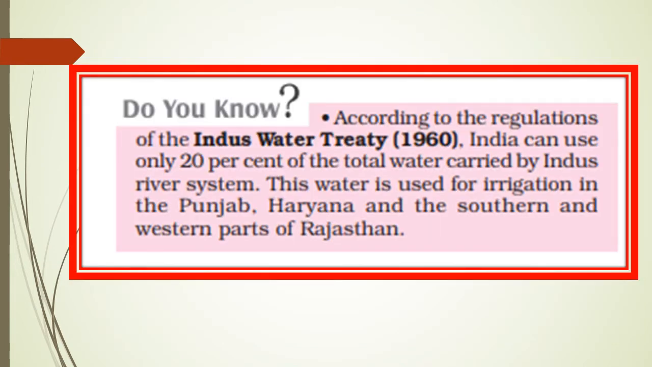Now children, you must know that a treaty was signed called the Indus Water Treaty between India and Pakistan, and India can use only 20% of the total water carried by the Indus river, because 1/3 of the river flows in India and the rest is all flowing into Pakistan. And this water we use it for irrigation for Punjab, Haryana and southern and western parts of Rajasthan. So you see how Indus river is so useful to us. Majority of the river is flowing into Pakistan.